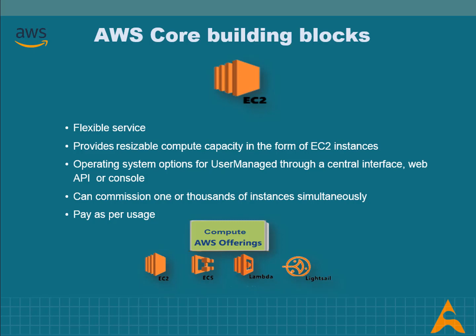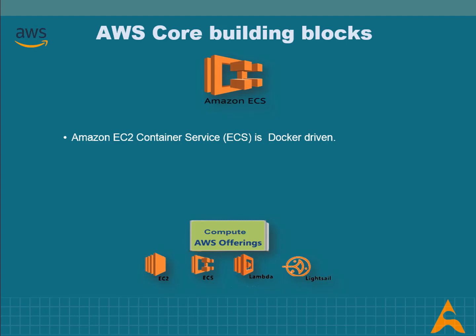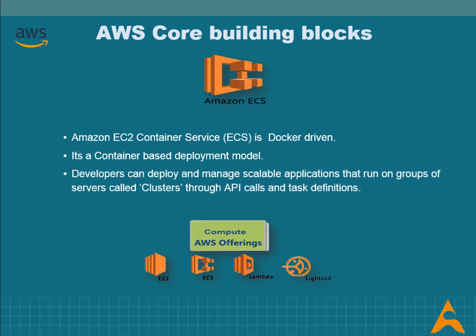Next in line is ECS. Amazon EC2 Container Service, also called ECS, is a Docker-driven container-based deployment model and allows you to easily run applications on a managed cluster of Amazon EC2 instances. It's a way to build, run, scale and quickly update new applications. It is a service designed to help run Docker containers on the AWS platform in an easy and scalable way. We shall be covering Docker in detail in our ECS session and perform a lab on it.